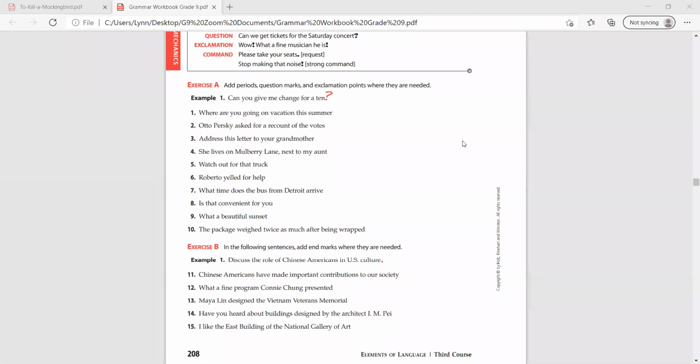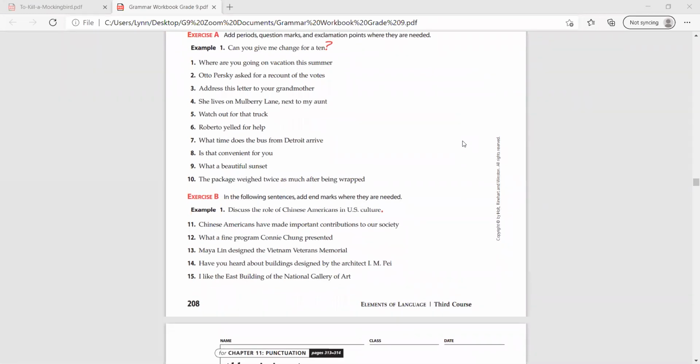Number 7, what time does the bus from Detroit arrive? Question mark. Number 8, is that convenient for you? Question mark. Number 9, what a beautiful sunset. Period. Number 10, the package weighed twice as much after being wrapped. Period. Okay, go back to number 6 and to number 9.